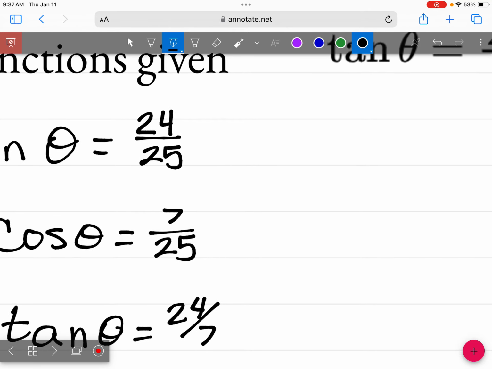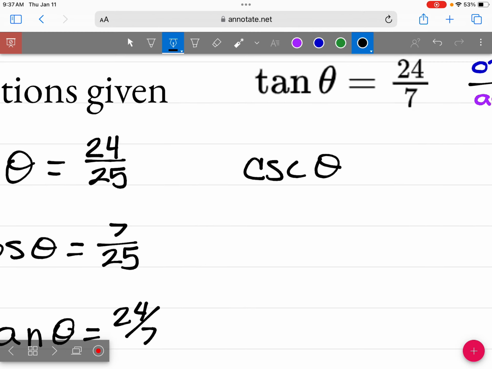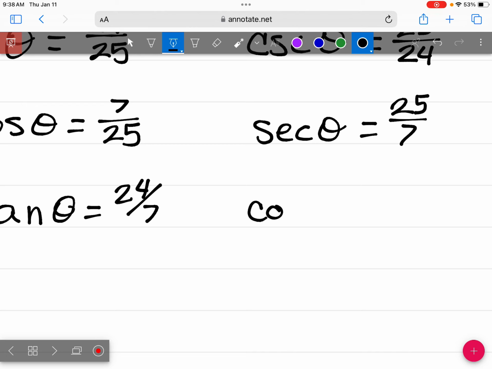All right, so then let's fill in our other ones. We've got our cosecant. That goes with sine because there's only one co in each pair. What's cosecant? 25 over 24. How about secant? 25 over 7. And cotangent. Boom.